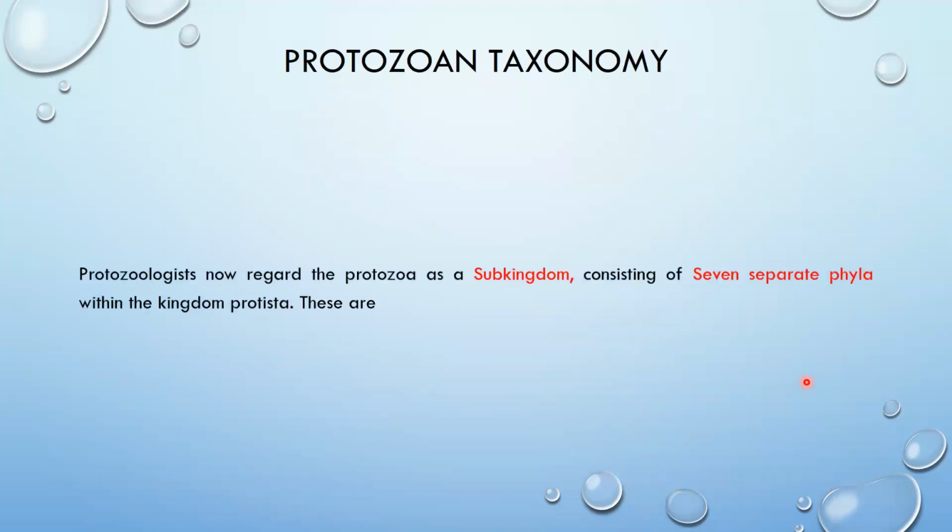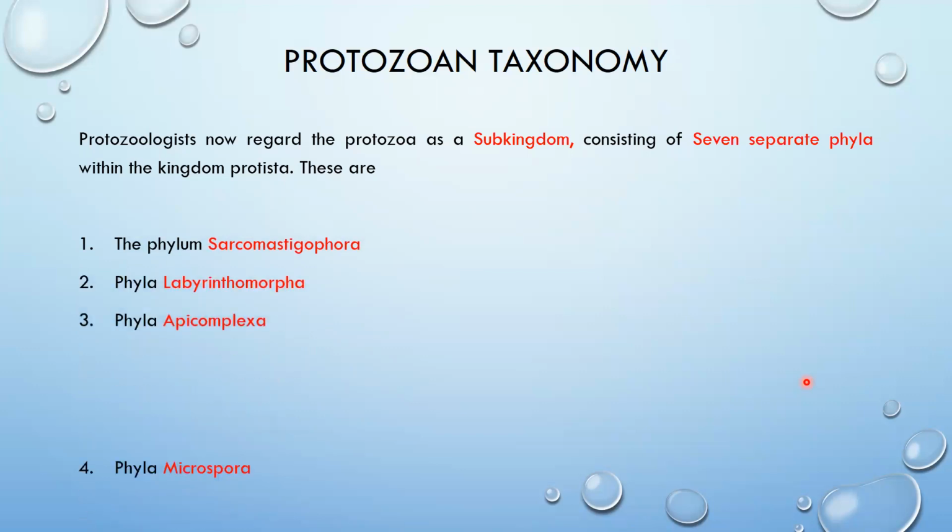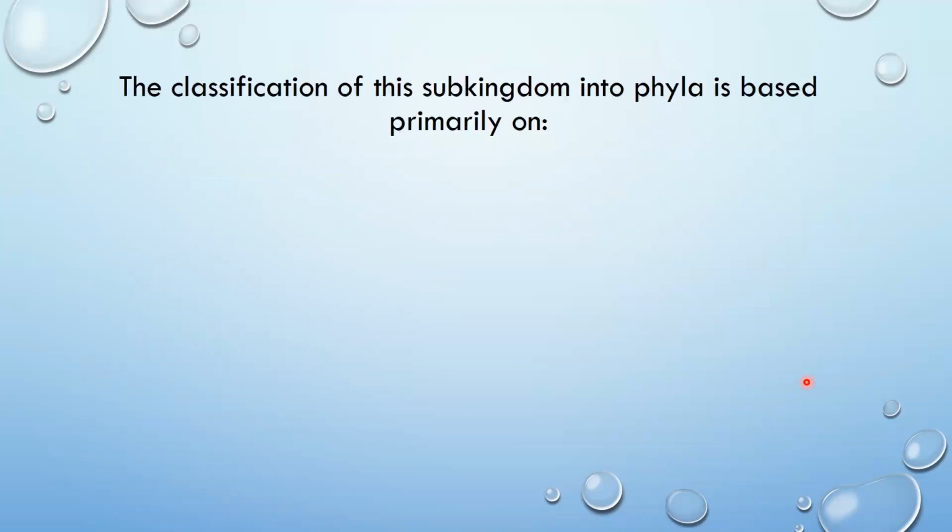Now we have protozoan taxonomy. The protozoologists are the scientists or zoologists that study the protozoans. Now they regard the protozoa as a subkingdom, and it consists of 7 separate phyla, which are the phylum Sarcomastigophora, phylum Labyrinthomorpha, phylum Apicomplexa, phylum Microspora, phylum Acetospora, phylum Myxozoa, and phylum Ciliophora. Now we're moving towards the details of these phyla separately.